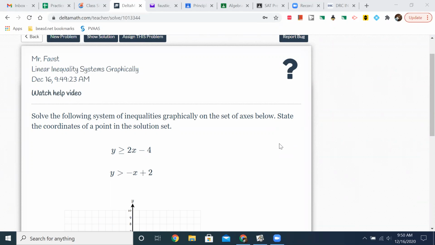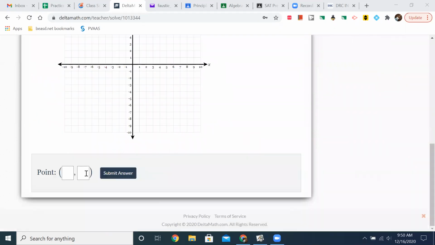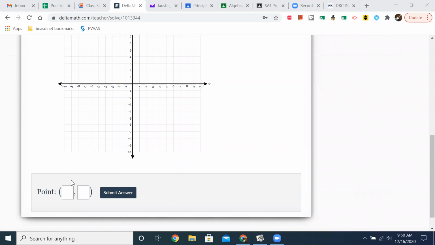So we're looking at graphing systems of inequalities. Now, if you remember, we have graphed systems of equalities, or we have graphed just a single inequality before. So now the only difference is we're graphing two of them. And then at the bottom, the question is just going to ask us for an example of a point that's in the solution set.